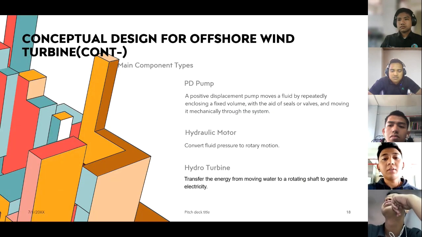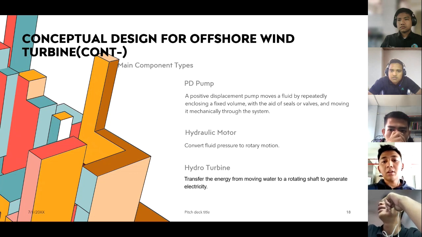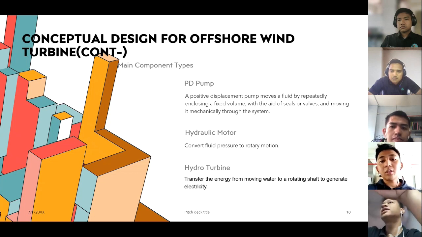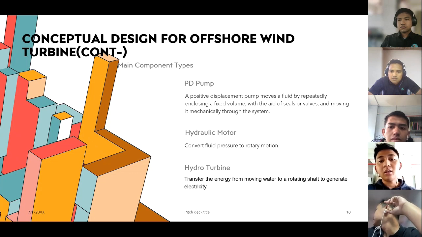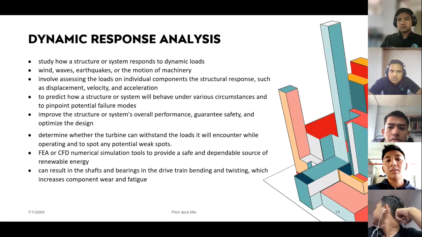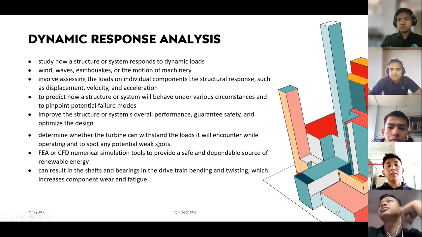Main components. First, the positive displacement pump. A positive displacement pump moves a fixed volume with each cycle, with the aid of a pump moving fluid continuously to the system. Then hydraulic control, which converts pressure to rotation, and then the turbine, which transfers power from the moving water to the shaft. Next, the last two. Michael.